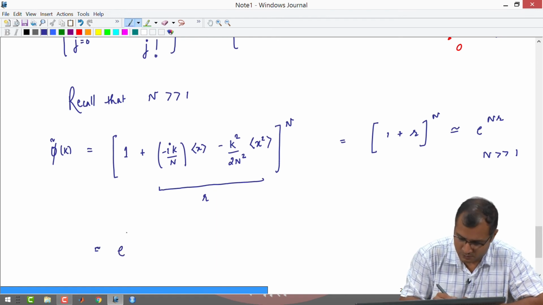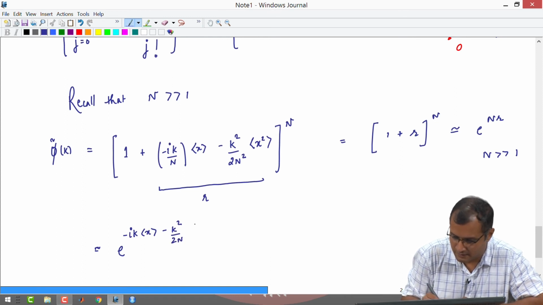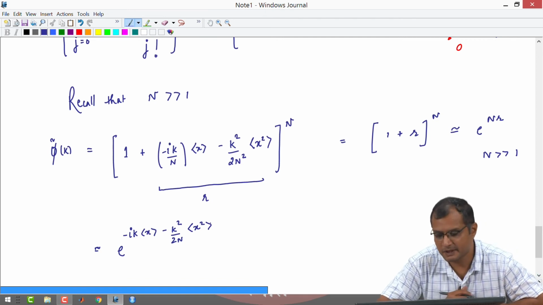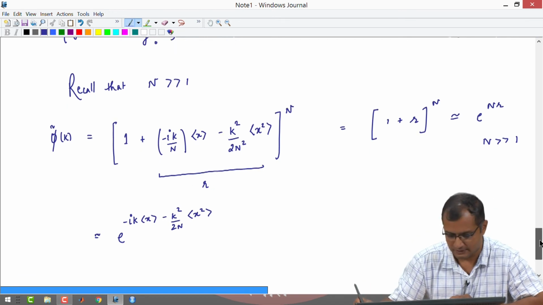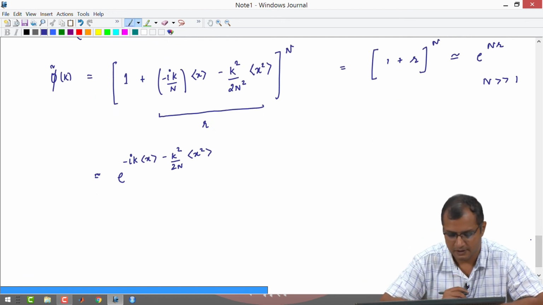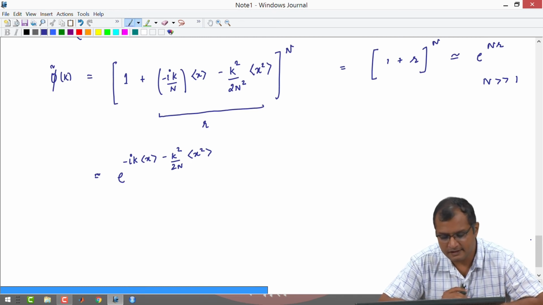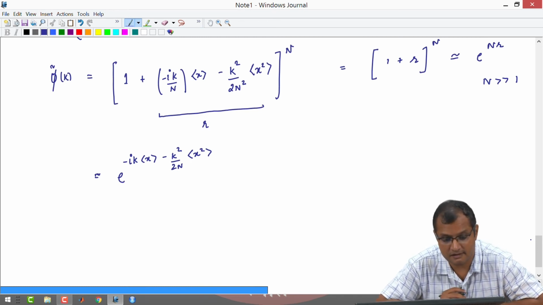approximately e raised to n times r, which would be just minus i k |x| minus k squared by 2 n |x| squared. Just multiply n to r and raise it to the power e. So, this is our characteristic function. Now, what you are looking at here is just a Gaussian characteristic function.